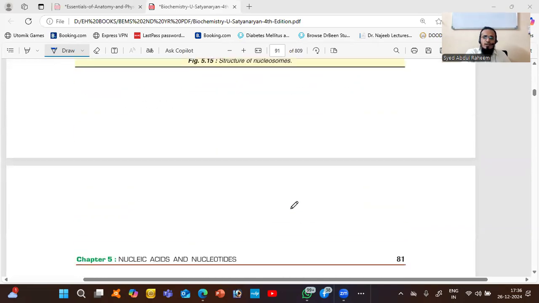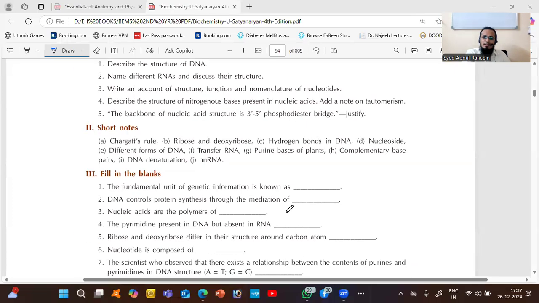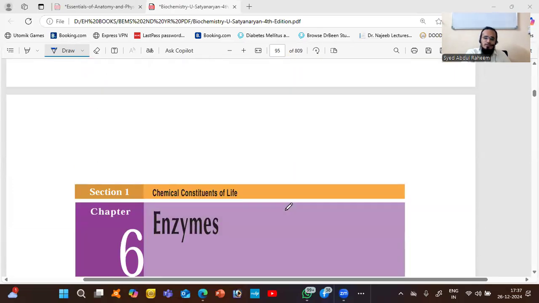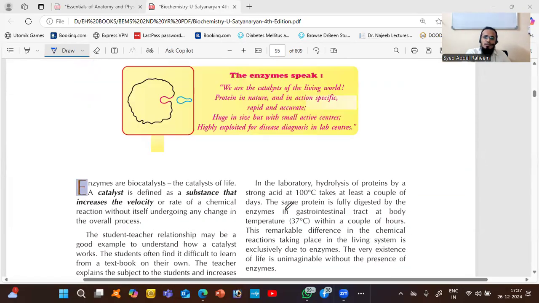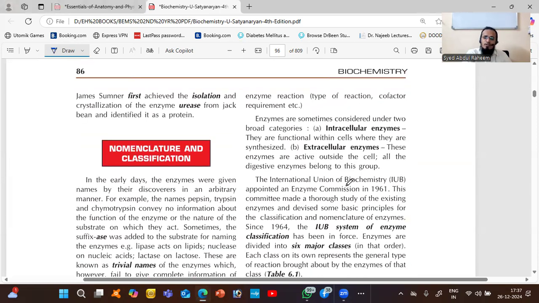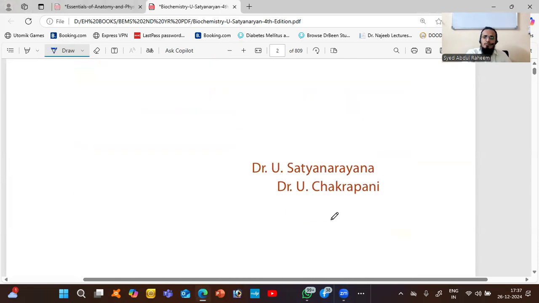Next we have enzymes. Two topics are left for the biochemistry basics: enzymes and vitamins. In the coming days we will complete the enzyme topic. Tomorrow we'll talk about enzymes, and the day after tomorrow we have vitamins.